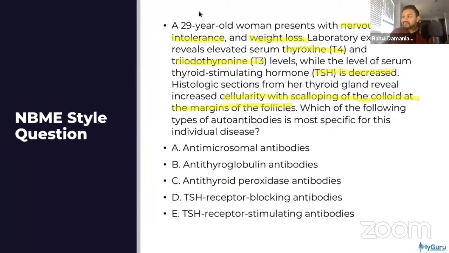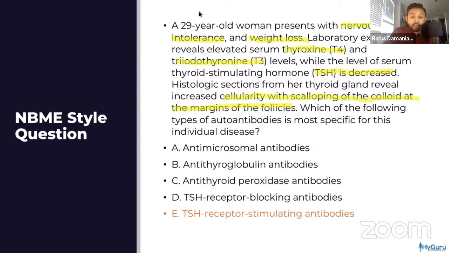And I want everybody to participate. That is awesome. We are seeing a lot of great answers. And the answer here is TSH receptor stimulating antibodies. Remember, this is one of the most common causes of primary hyperthyroidism, and that is going to be Graves' disease.